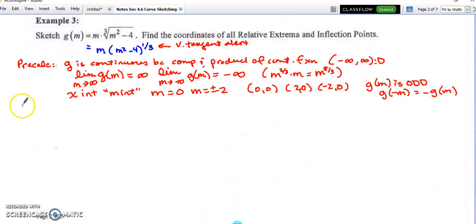We've done some pre-calculus. Now we're going to bust out the calculus. We're going to take the derivative. Now we have to be careful. Our derivative is going to require use of product rule and chain rule.